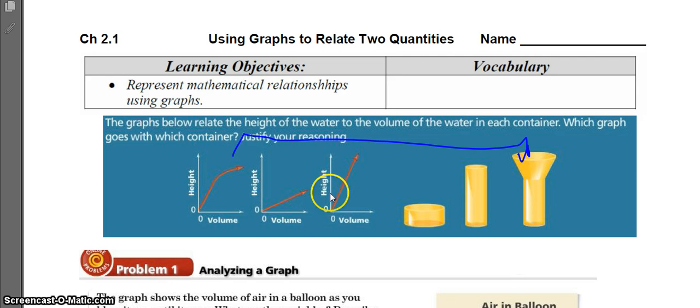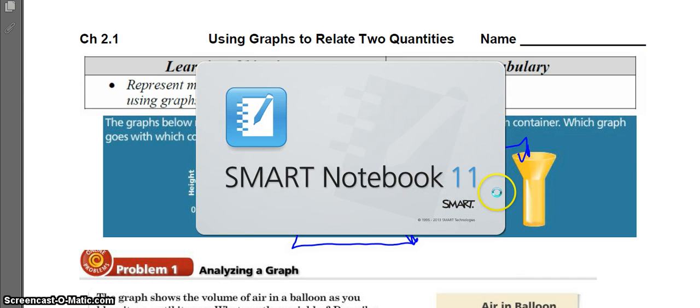So then our second graph here, do you think it goes to the first or the second? We can assume the first, because without knowing the circumference or the radius or anything, we don't know which has a greater volume, but we could assume the taller vessel probably is going to have the greater volume, so that would leave the third going to there.